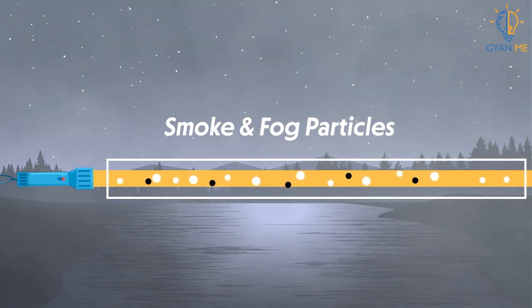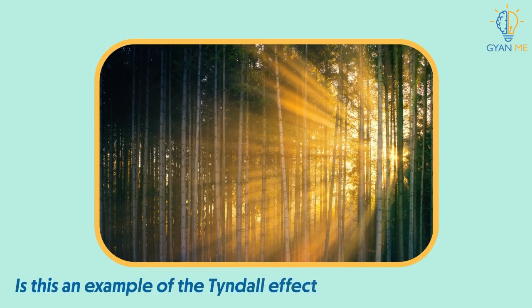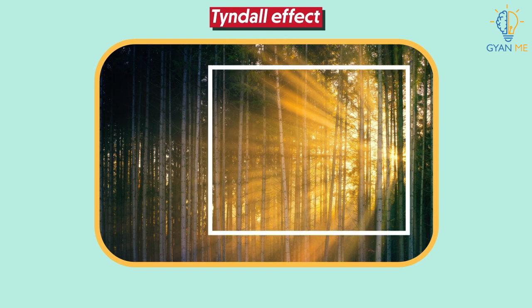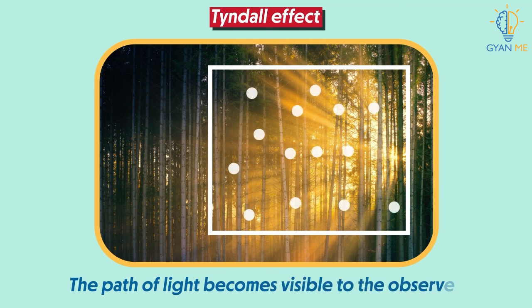Now hold on students and tell me, is this an example of the Tyndall effect or scattering of light? Pause the video and think about it. Yes, absolutely, it is the image showing the Tyndall effect or scattering of light. Here we can see that the path of light becomes visible in the canopy of a dense forest. When sunlight enters the canopy of a dense forest, tiny water droplets in the mist scatter light. Due to scattering of light, the particles suspended in the atmosphere shine, and thus the path of light becomes visible to the observer.